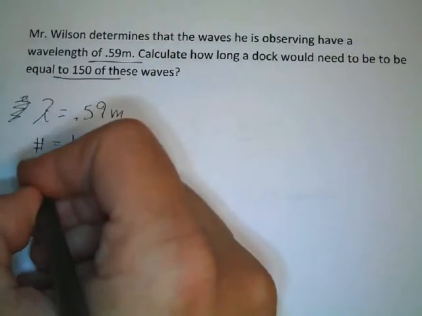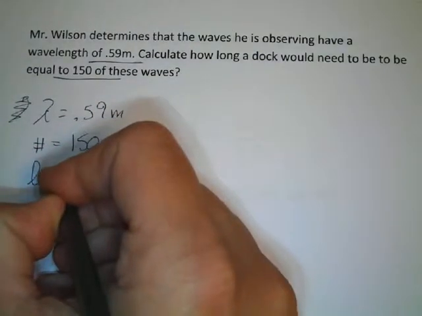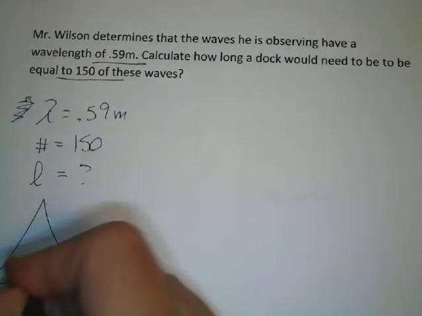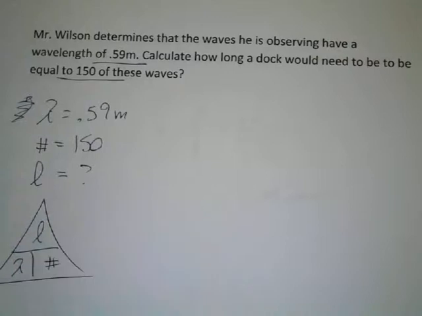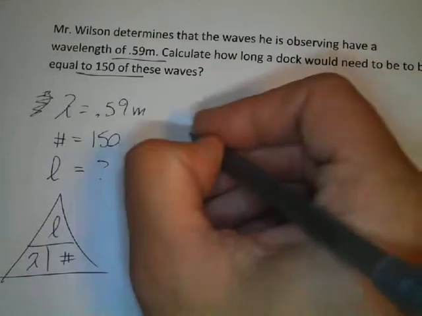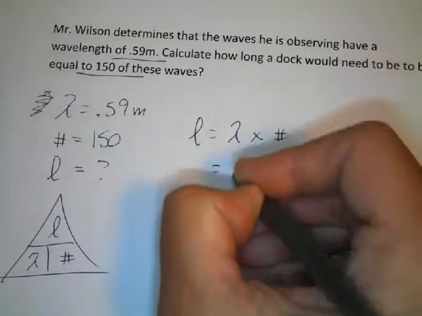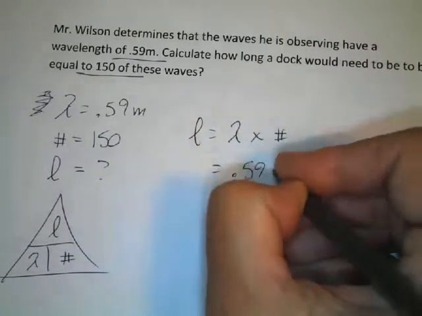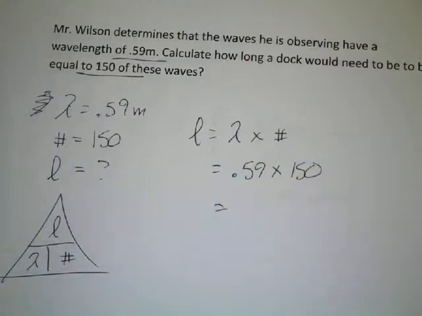Excuse me. Triangle. According to my triangle this time, length is equal to lambda times the number. So it equals 0.59 times 150, which equals 88.5 meters.